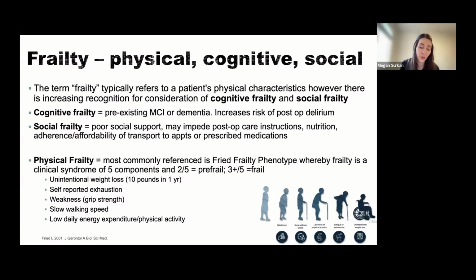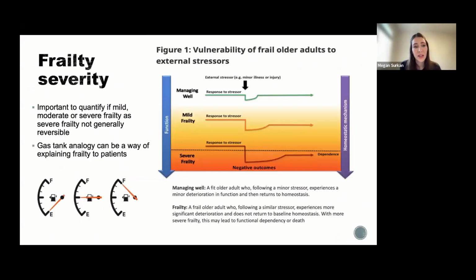In terms of the first frailty measurement tool, I wanted to start with the Fried. So Linda Fried in 2001 came up with this physical frailty or frailty phenotype that she described, where there's 5 different elements. If you have 2 of these, you're considered pre-frail. If you have 3 or more, considered frail. So unintentional weight loss, defined as around 10 pounds in a year, self-reported exhaustion or fatigue, weakness, and they use grip strength to measure this, slow walking speed, and low daily energy expenditure or physical activity. So that's the first way that frailty was defined.